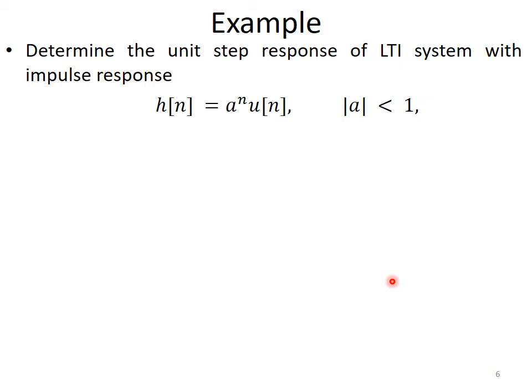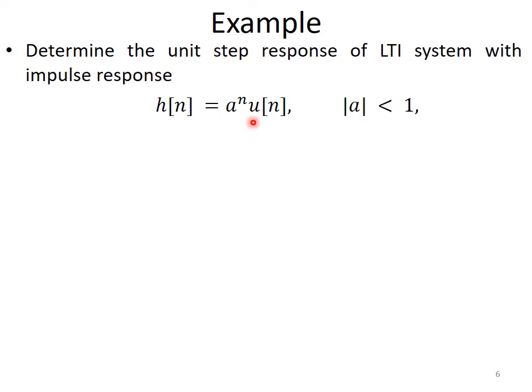Now let us solve this example, in which we have to compute the unit step response of the LTI system whose impulse response is given by this equation: h of n equal to a to the power n times u of n, where the magnitude of a is less than 1. So u of n here is the unit step function, and as you know, since the magnitude of a is less than 1, it is a decreasing exponential function, and this impulse response is actually causal.